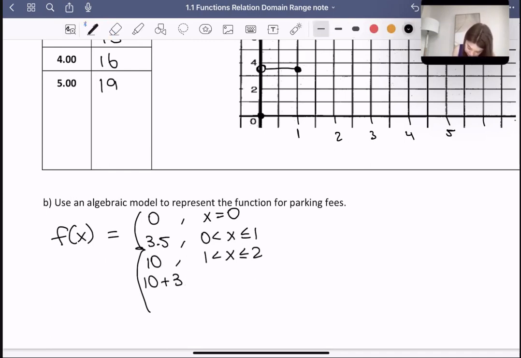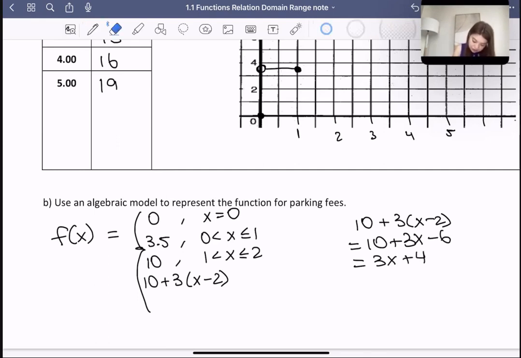It's going to be x minus the 2 we've already paid for, because that $10 covers the first 2 hours, and it's $3 for every additional hour past those 2. So it would be 10 plus 3 times x minus 2, which is really 10 plus 3x minus 6, which is really 3x plus 4.